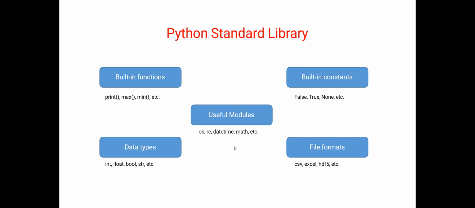Apart from this, Python standard library also defines a set of data types like int, float, boolean, and string. And the file formats that Python can work with by default. So you have CSV, Excel, HDF5, and so on. Apart from all these and data types, Python standard library also comes with a set of useful modules. Each of these modules deals with certain tasks that you can perform using Python. So you have os, re, datetime, math, etc.